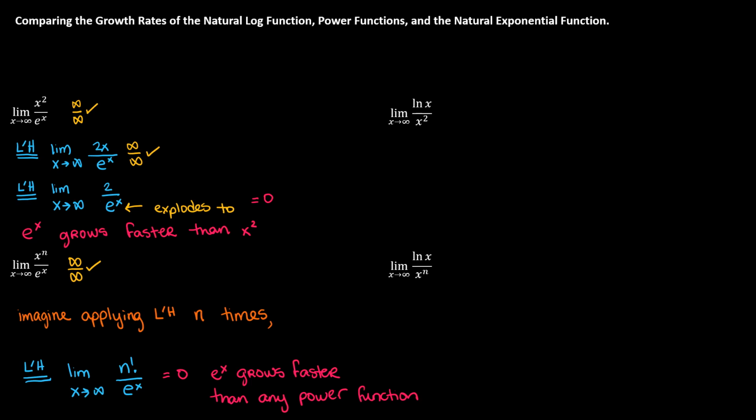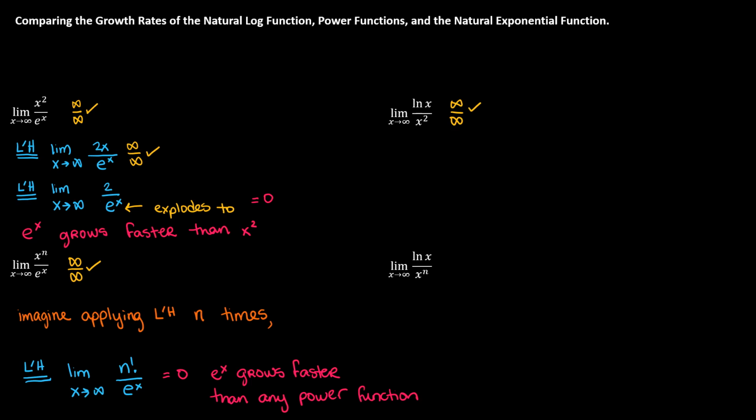Let's compare that to the power function x squared. So again, we create a ratio and we allow x to approach infinity. This is what's going to tell us who grows faster. If this limit of ln x over x squared comes out to be 0, then x squared is the faster function. If the limit comes out to be infinity, then the natural log function is the faster growing function. And if it comes out to be a constant, like 3, for example, then they grow at the same rate.